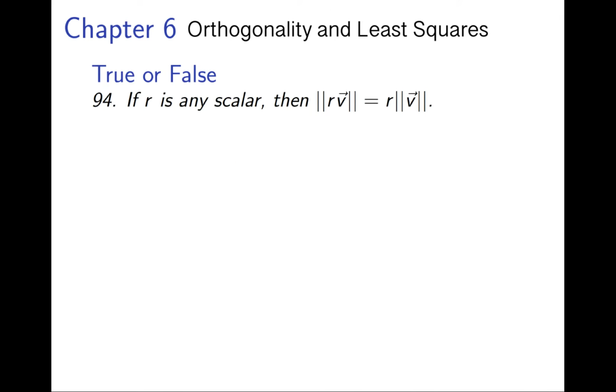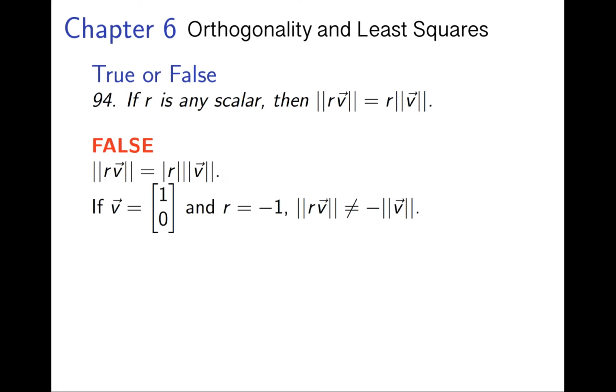Number 94. If r is any scalar, then the length of rv is equal to r times the length of v. And this is false. The length of rv is equal to the absolute value of r times the length of v. If v, for instance, is the vector 1, 0 and r is negative 1, well, then the length of rv is 1, and that's not equal to negative 1.